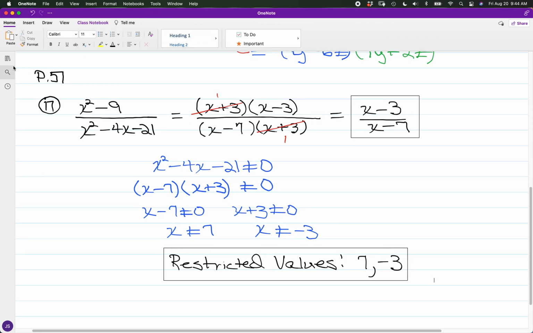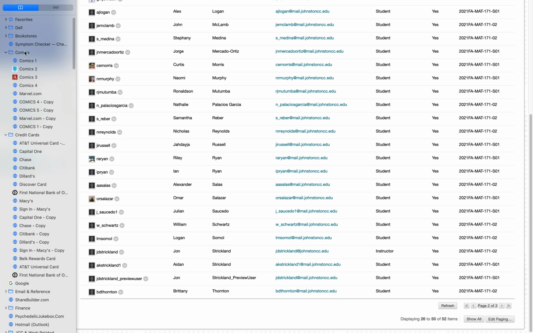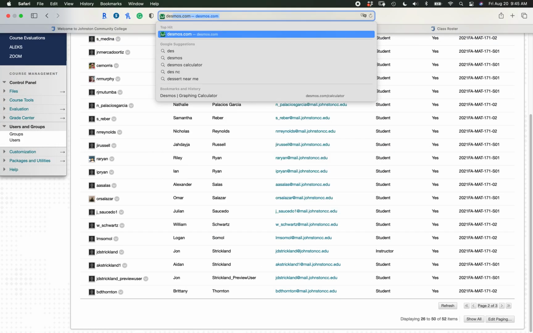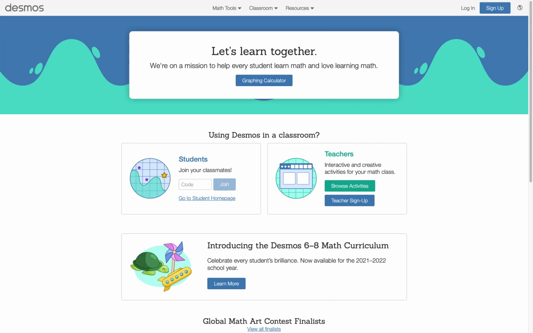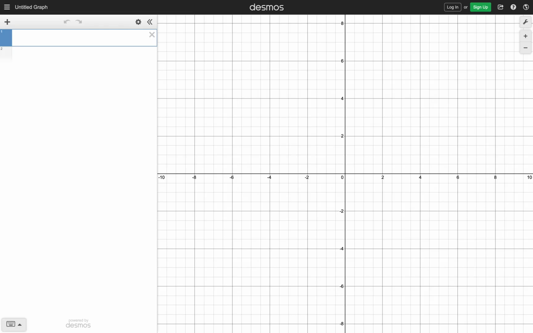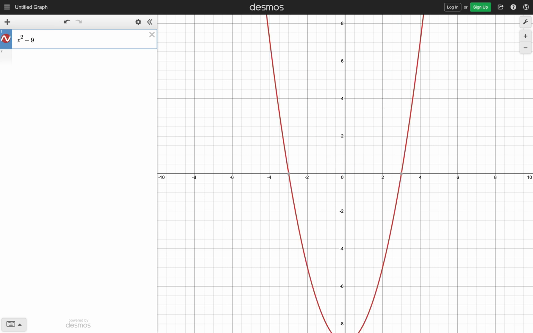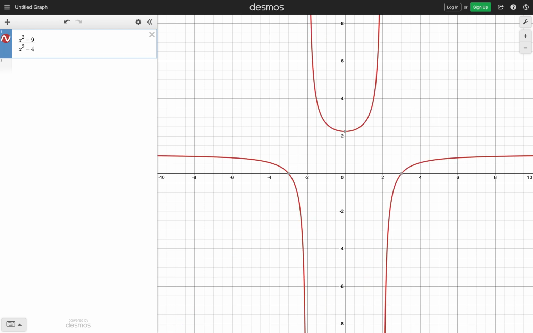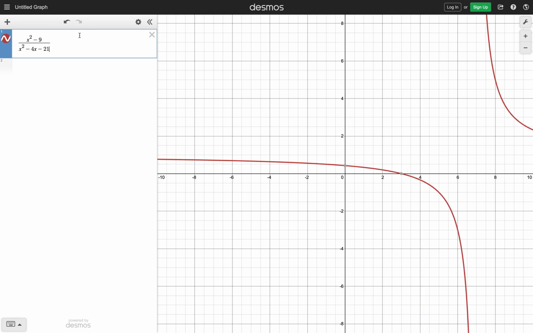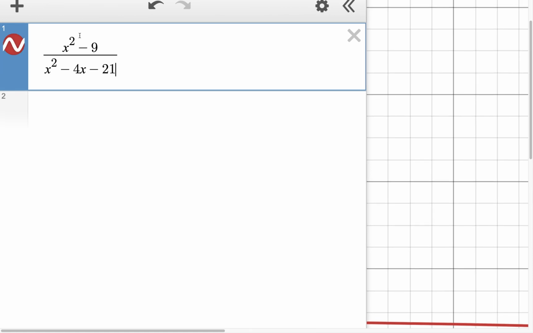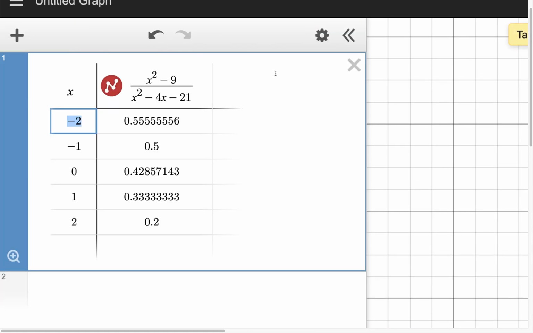And to give you a bit of a quick visual, we go over to Desmos and look at the ratio. Again, we had x squared minus 9 all over x squared minus 4x minus 21. Just looking at what we have in the ratio, I will pull up a table. Notice for the input values, you have negative 2, negative 1, 0, 1, and 2. None of those values are restricted. So for these inputs, you're going to have some defined value for the ratio.